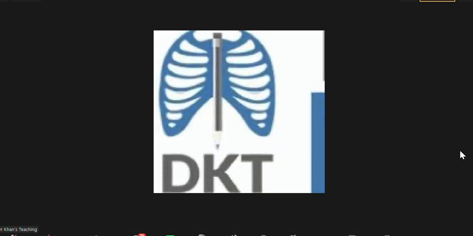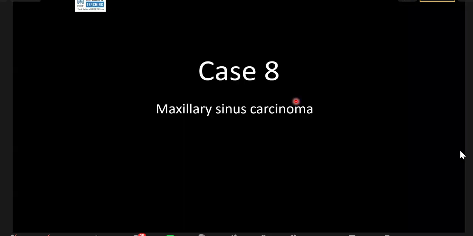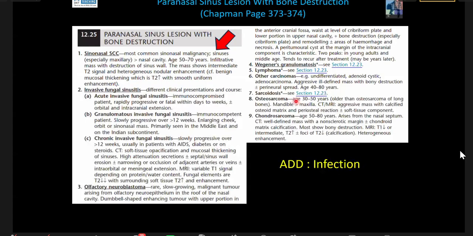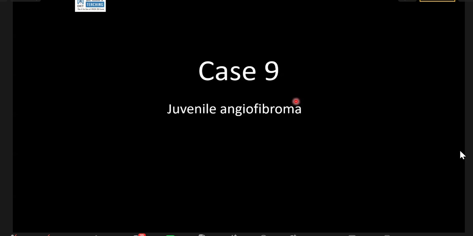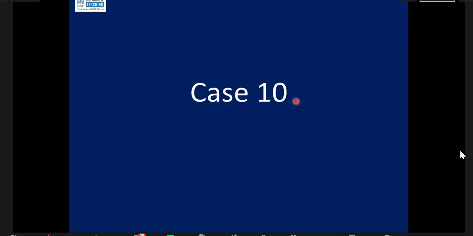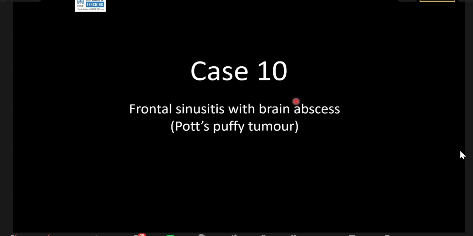Now this was a classical, absolutely classical 2B case, and I was very helpful to point out the swelling again and again. But in the exam, they might not do it, because I did tell that there is a swelling initially. So you have to listen to everything. Some of you missed the diagnosis in case 8, and this was a maxillary sinus carcinoma, juvenile angiofibroma in case 9. Now, case 10. This is frontal sinusitis with brain abscesses.